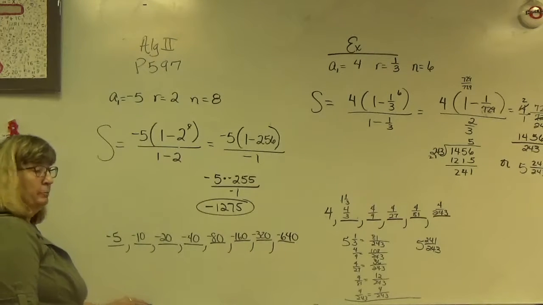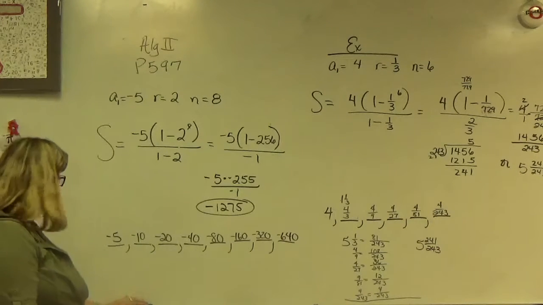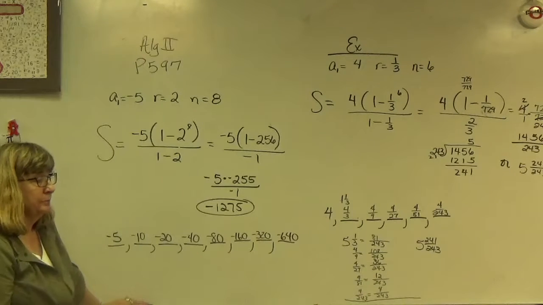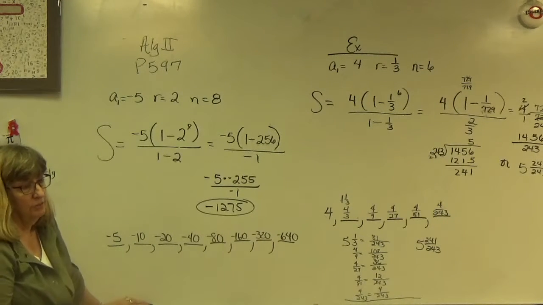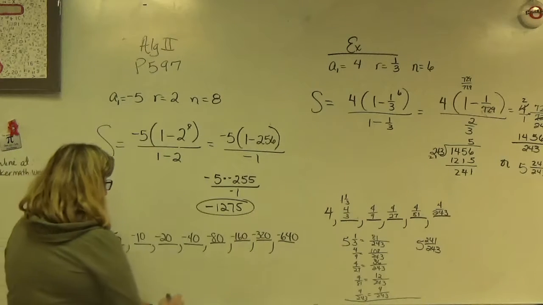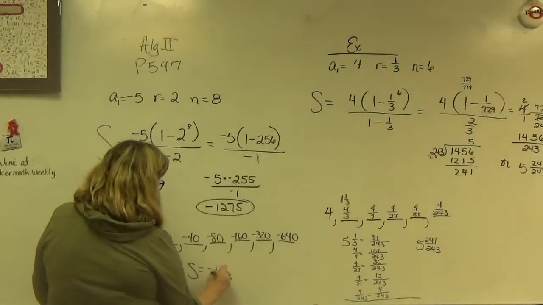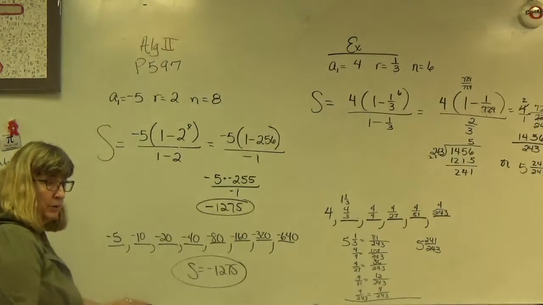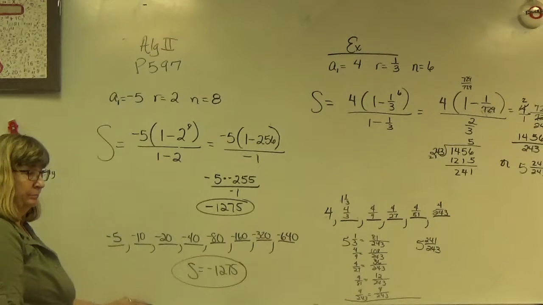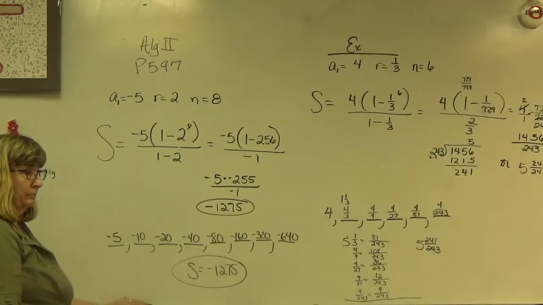This is not going to be too bad to add because it's not fractions. So what do all those add up to be? And if you use this method, aren't you really checking your answer? Yeah. I'm hoping 1275. Okay, did everybody come up with 1275? And all it was adding it on your calculator.